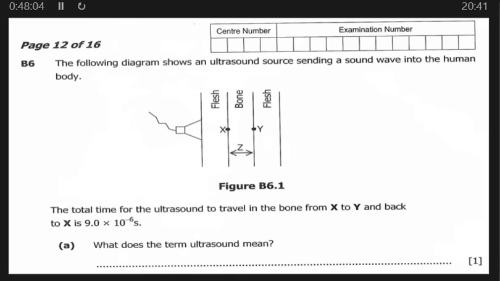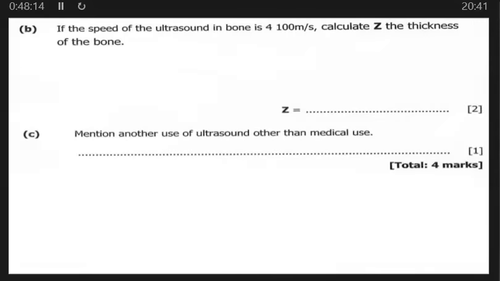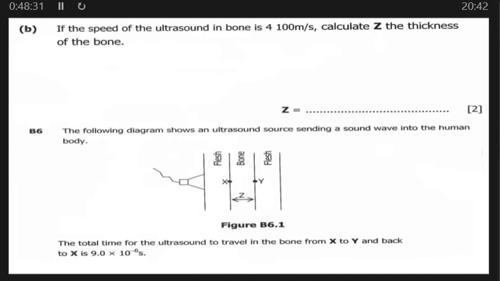Then A, what does the term ultrasound mean? So ultrasound means sound with frequency above 20 kilohertz. Then let's go to the next question. B says, if the speed of the ultrasound in bone is 4,100 meters per second, calculate Z, the thickness of the bone. So let's bring back the diagram here. Here is the diagram. Then they are asking us to calculate the thickness of the bone, which is Z here.